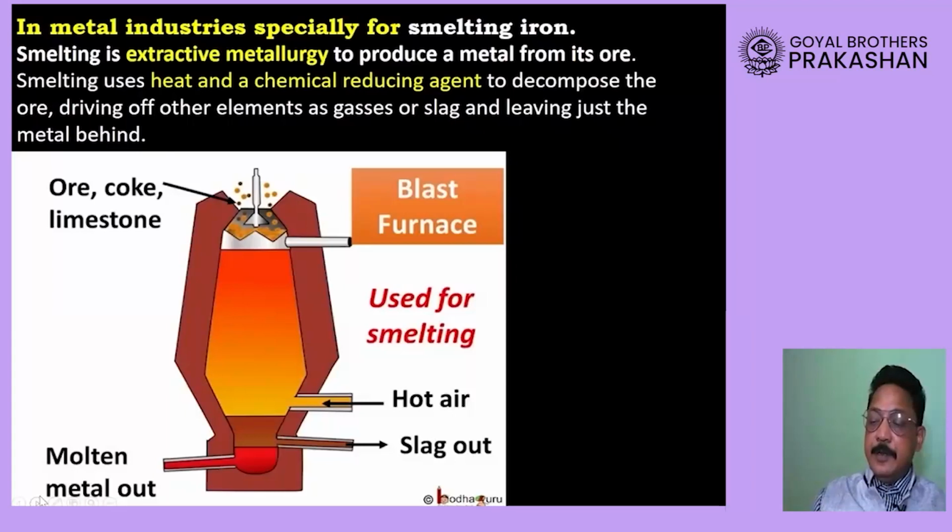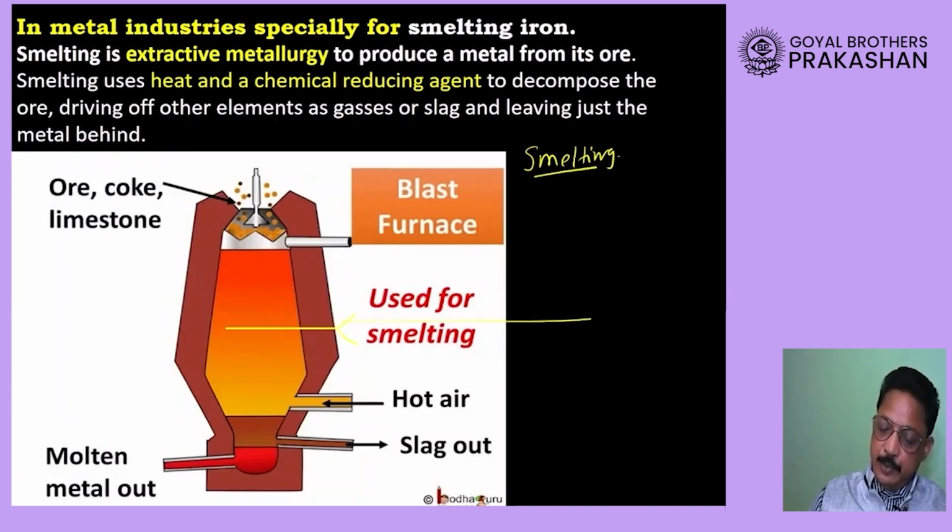Then I said coal is used for smelting. Now, what exactly is smelting? Dear students, please look here. This huge container that you see here is called a blast furnace. So during smelting, what is done? We take the ore, metallic ore, and in that ore we add coal.